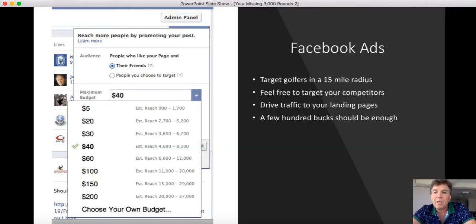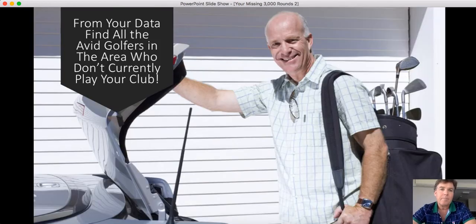Then we go to Facebook and we target golfers within a 15-mile radius. You can also feel free to target your competitors' Facebook pages to drive traffic to your landing pages. A few $100s should be enough to generate the data you need. Remember, the key questions, in addition to first name, last name, and email address, are how many rounds of golf do you play a year, and how many rounds of golf a year do you play at our club.